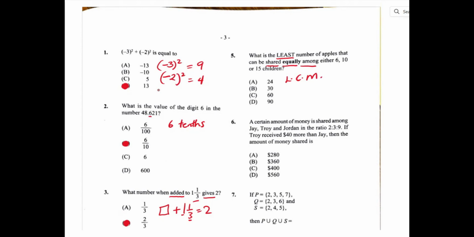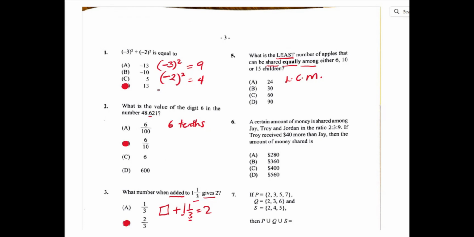Now, we are looking for the lowest number that 6, 10, and 15 can go into. So instead of actively finding the LCM, we are going to just check our answers, right? So is 24 the LCM of 6, 10, and 15? No, because 6 could go into 24 without a remainder, but 10 and 15 cannot. So A is out.